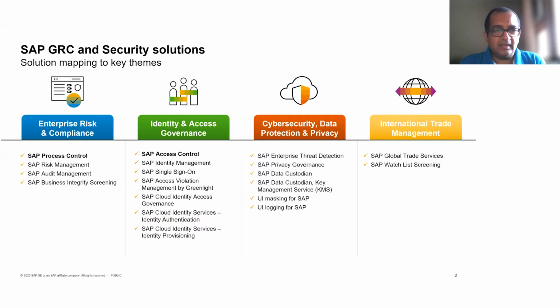The first one is around enterprise risk and compliance. That is where you have all the solutions from a process compliance point of view. Some organizations have, for example, a Sarbanes-Oxley regulatory requirement. At the same time, as per the Indian Companies Act, we have also got the IFCs, or internal financial controls. You can put in place the controls which are required from a process point of view.